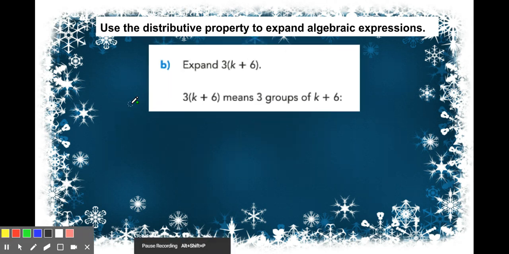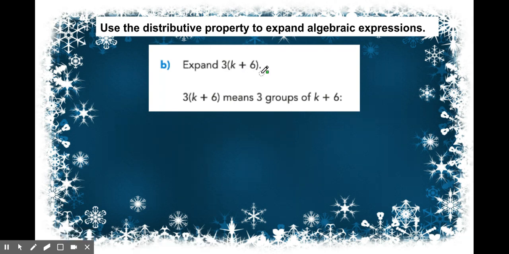Now we're looking to expand 3 times the sum of k plus 6. Again, what does 3 times the sum of k plus 6 mean? Well, that means I have 3 groups of this. I have k plus 6 plus k plus 6 plus k plus 6. I can then go ahead and combine those like terms and simplify it, or I can go ahead and distribute this 3. So 3 times k and 3 times 6. Well, 3 times k gives me 3k plus 3 times 6 gives me 18.